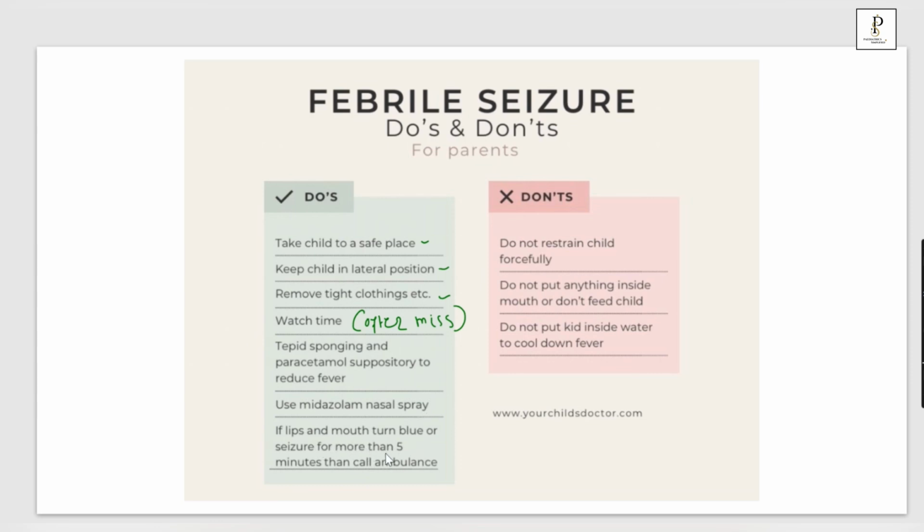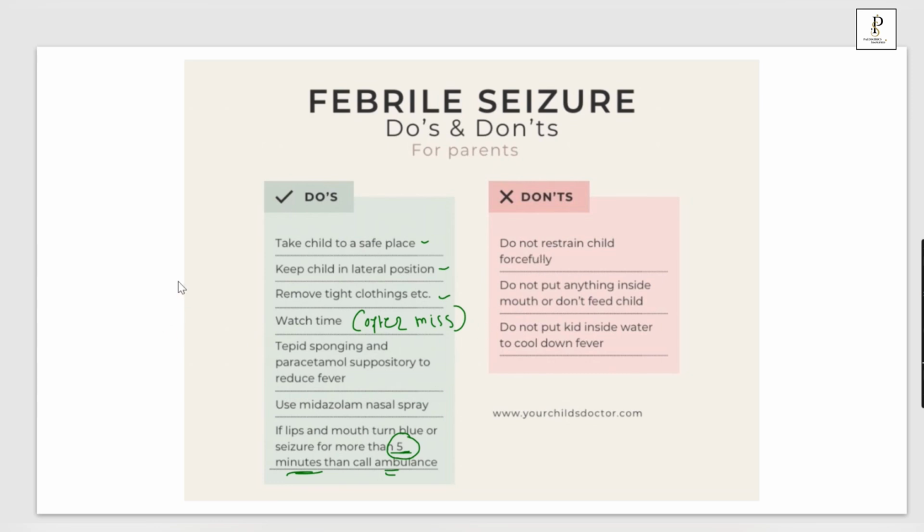If the seizure persists for more than 5 minutes, or the child is turning blue, the mouth and lips are turning blue, even if it is less than 5 minutes but the child is turning blue, then you have to call for emergency or ambulance.